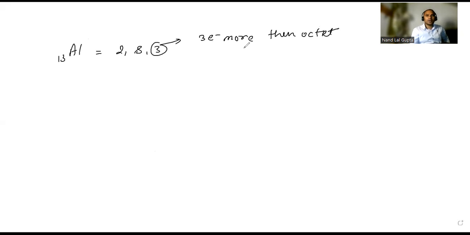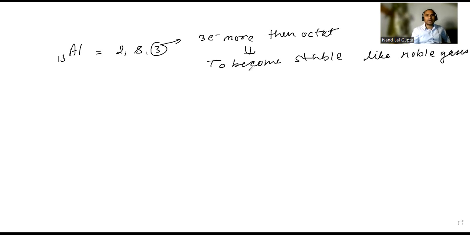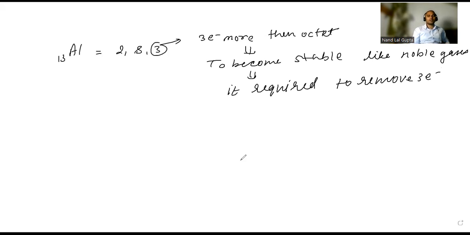So to become stable like a noble gas, it is required to remove 3 electrons. Yes or no? Okay, so 3 electrons must be removed.